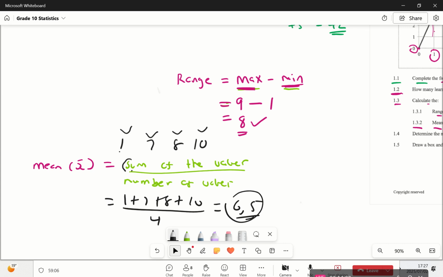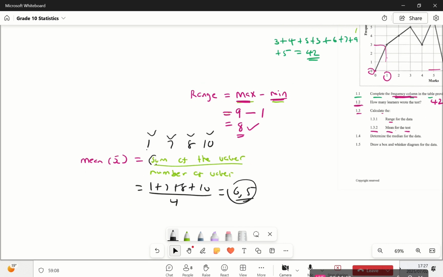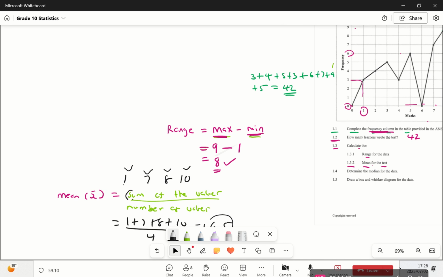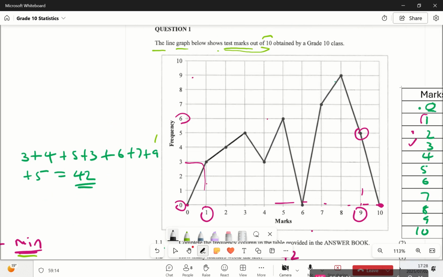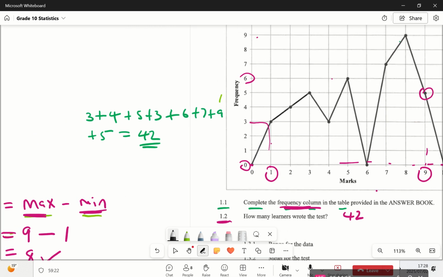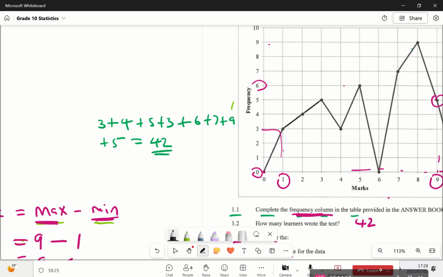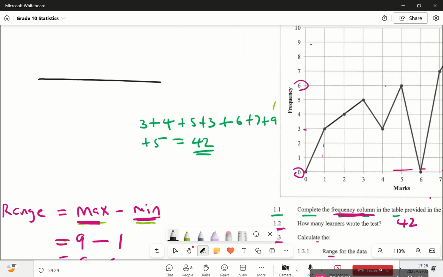But now look at this. You're working with not grouped data, but this line graph gives you the information differently. It doesn't give you the list of the marks, but it gives you the marks in the form of a table. So now you're going to apply the mean formula. How are you going to do it?